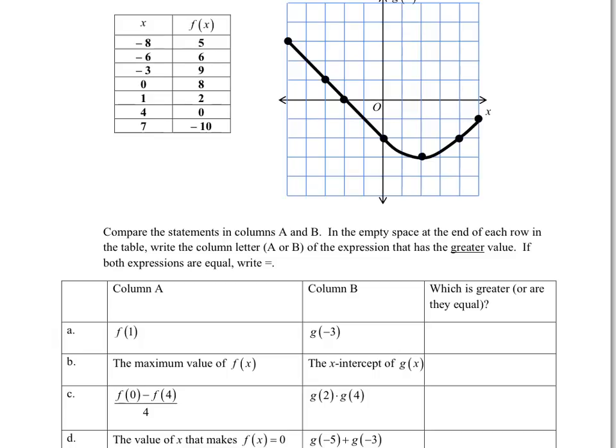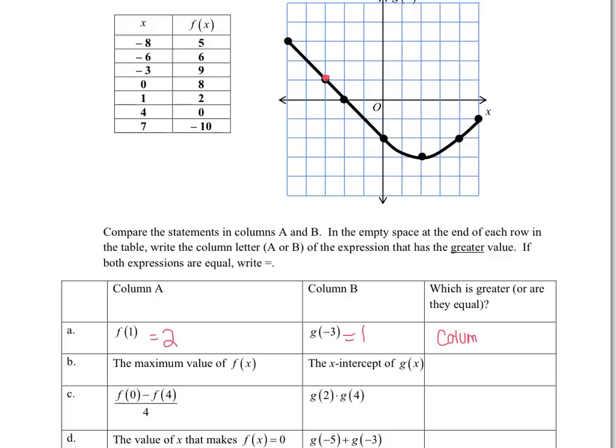So first of all, we're going to look at f of 1. This is our graph for f of x. This is our graph for g of x. So f of 1, that's when x is 1, that's going to be equal to 2. G of negative 3 is on the graph when x is negative 3. That's right here when it equals 1. So which is greater?